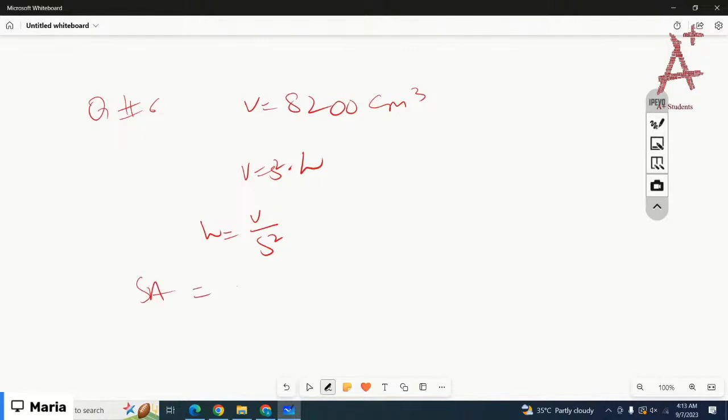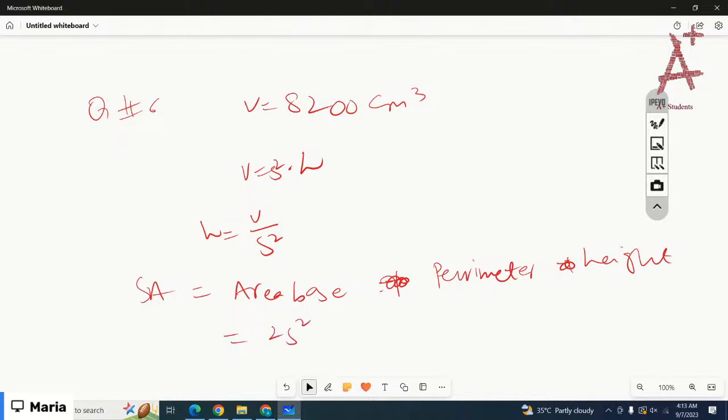So the surface area would be area of base plus perimeter, no, multiply, not plus. And then you have to multiply it with the height. So base area is 2s square plus 4s dot h, right? V over s square, where V equals 8200.